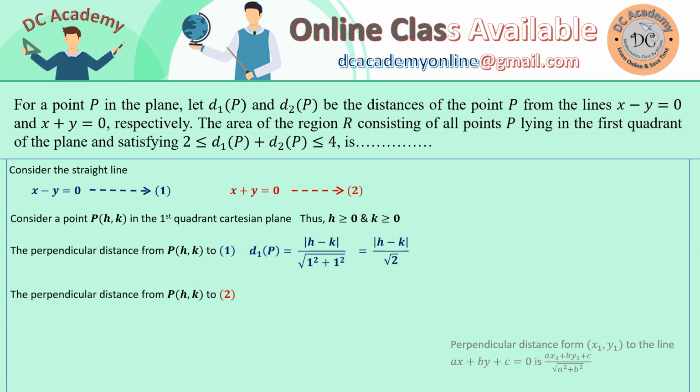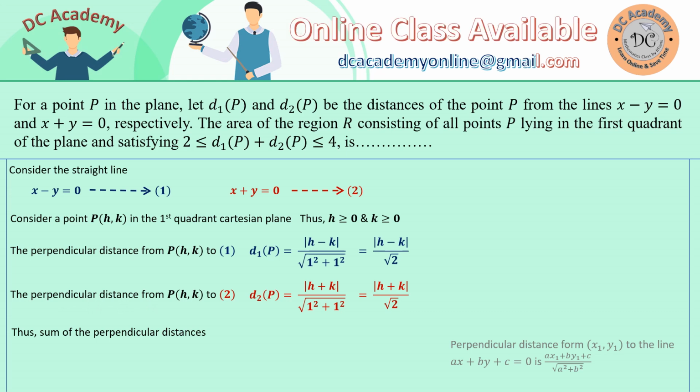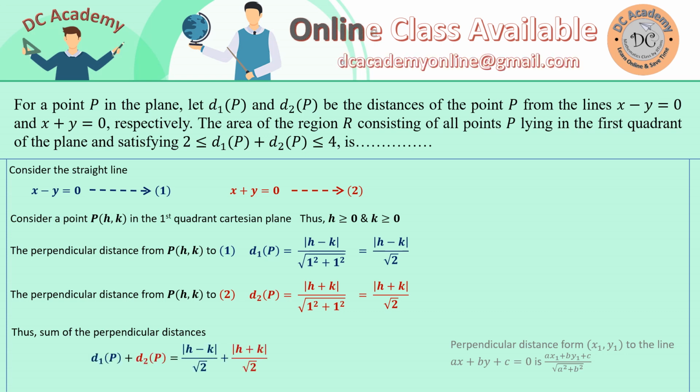Similarly, we can find the distance d2 from the point P(h, k) to line 2. Here a equals 1, b equals 1 and c equals 0. Using the same formula, d2 is equal to |h plus k| divided by the square root of 1 square plus 1 square, which gives h plus k divided by root 2. So now we've obtained the distances d1 and d2. Now we need to find the sum of the perpendicular distances. That's a very simple step.